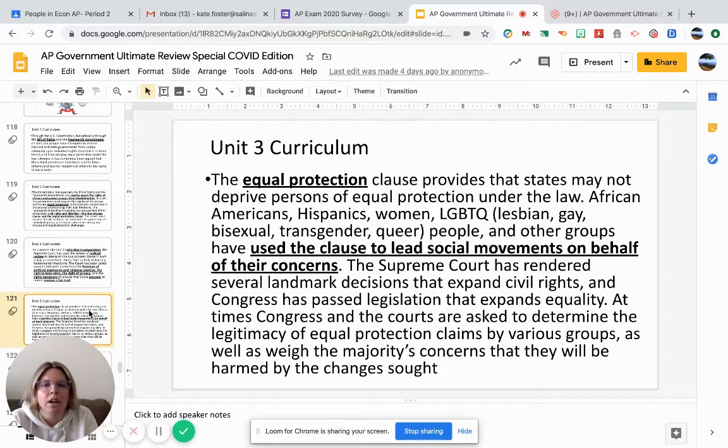The Equal Protection Clause provides that states may not deprive persons of equal protection under the law. African Americans, Hispanics, women, LGBTQ people, and other groups have used the clause to lead social movements on behalf of their concern. So when different groups protest, they've used that language of the 14th Amendment to say, this is why I should have the right. You're not respecting the language of the Constitution. And so let me use it and show you why you need to treat me equally and why I should have the same exact rights.